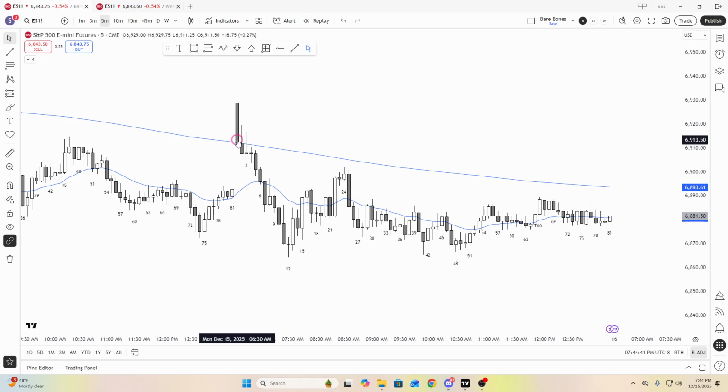Bar 1, bear bar closing on its low with follow through, bar 2. Bar 3 is a bull bar, rallies and sells off, same thing as bar 2, but it gets painted bullish, and then they get followed through 4, 5, and 6, 7. All bear bars trying to get a second leg down.